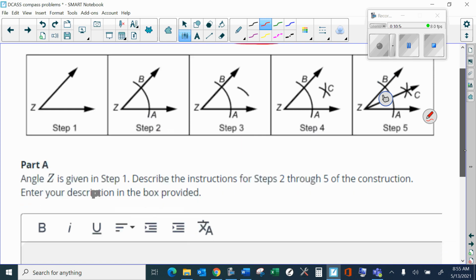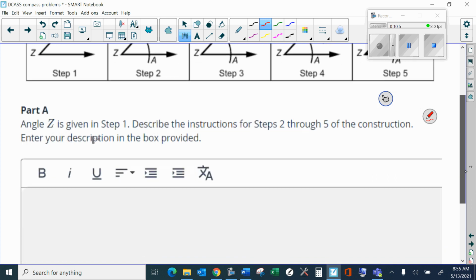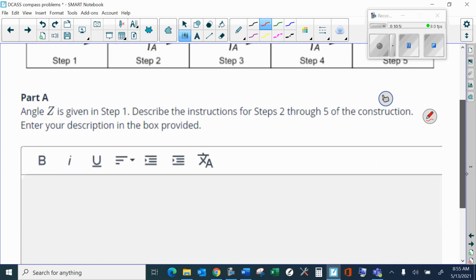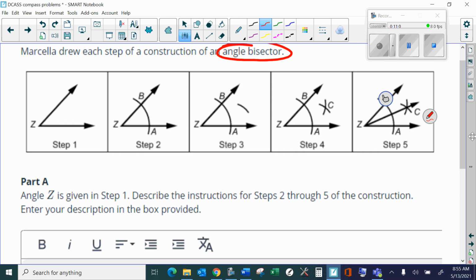Okay, it says enter your description. So describe the instructions, what's happening right now. You say put the pointer on the vertex, go out a certain distance along both legs, and draw an arc. That'd be step 2.